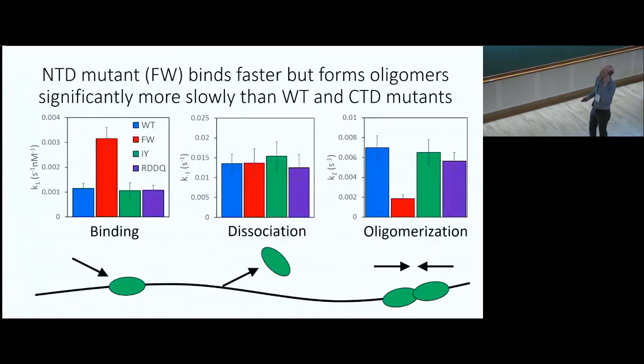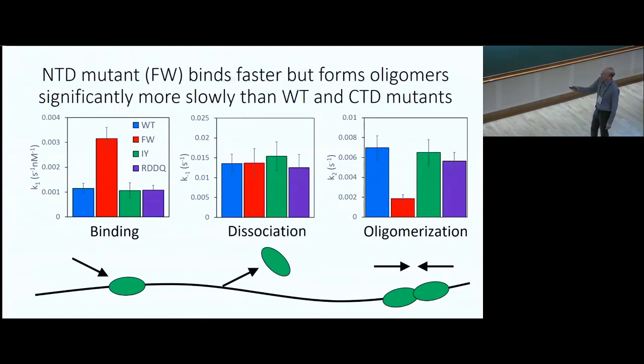Okay, so what are the results for the different mutants? This is where it becomes interesting, and it was very surprising for us. So first of all, we see that the association rate for initially binding, the concentration-dependent rate, K1, does not depend on the mutant except for the FW mutant. So the FW is the monomer. The one that's a monomer is faster than the ones that form dimers or other oligomers later on.